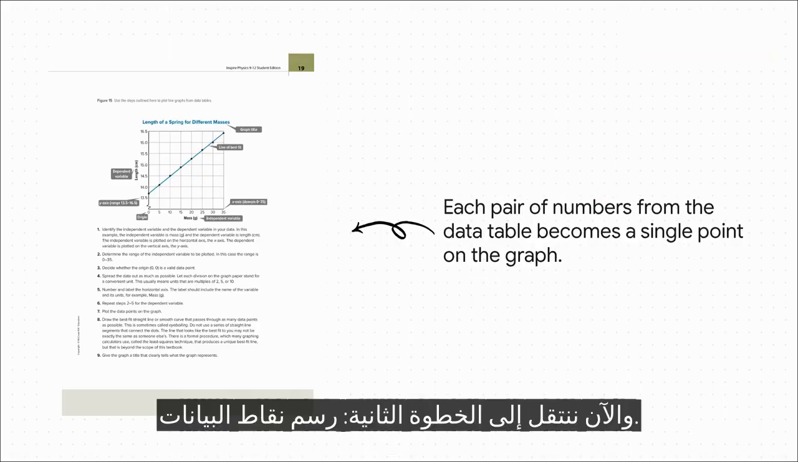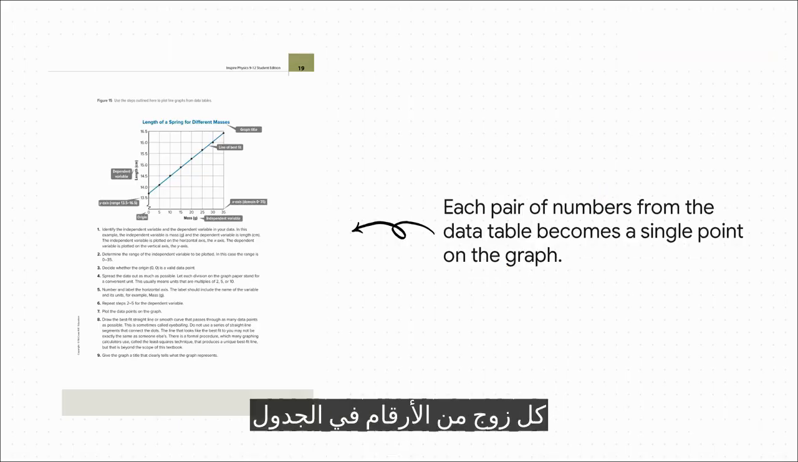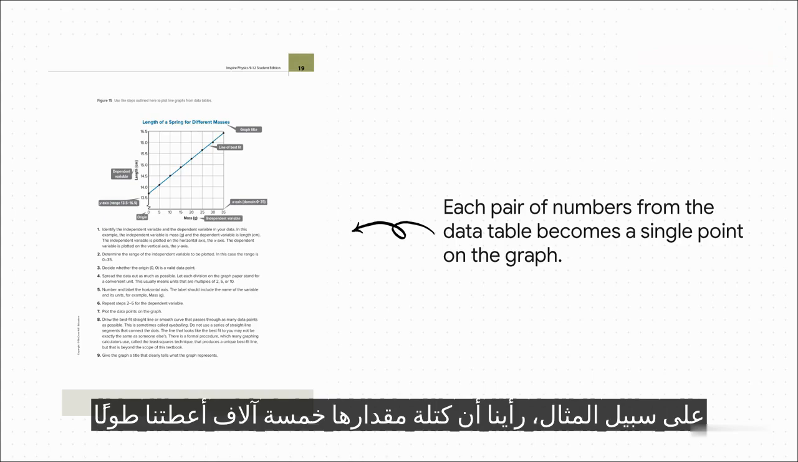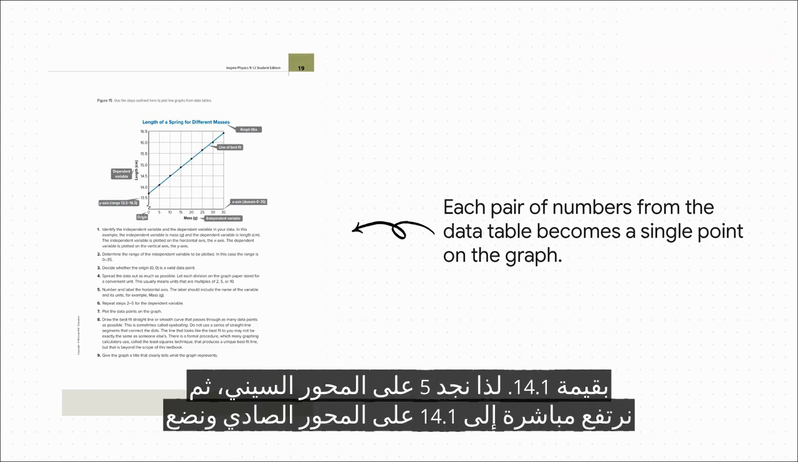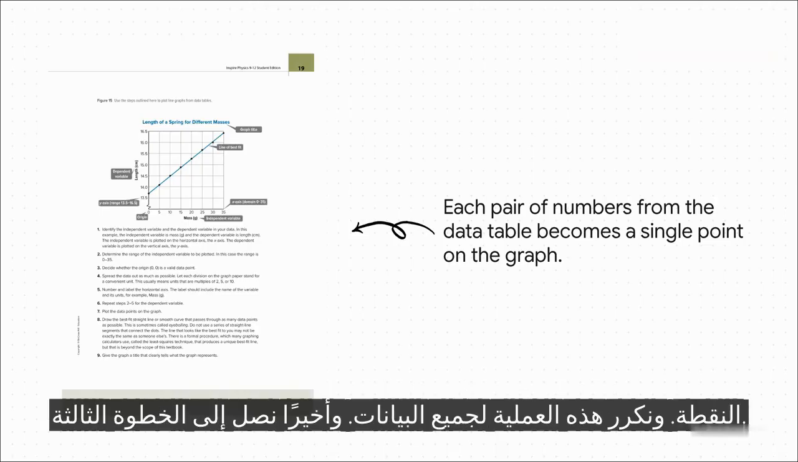And now for step 2, plotting our clues. Each pair of numbers from our table becomes a single dot on the graph. So for example, we saw that a 5-gram mass gave us a 14.1 centimeter length. So we find 5 on the x-axis, go straight up to 14.1 on the y-axis, and bam, we make a dot. And we just do that for all of our data.